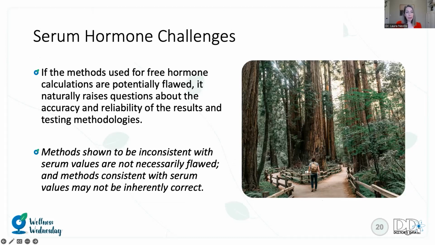So here's the deal. If the methods for the free calculations have potential flaws, maybe not even actual flaws, potential flaws, it does raise the question about the accuracy and reliability of the results and just the testing methodology in the first place. I would argue that methods shown to be inconsistent with serum values do not necessarily make them flawed. I think that's been a huge thing in the research where we say, oh, this didn't match up with the serum levels, therefore this one is wrong, right? But we've never stopped to say, well, hey, can we challenge this status quo and think about, is serum correct in the first place?